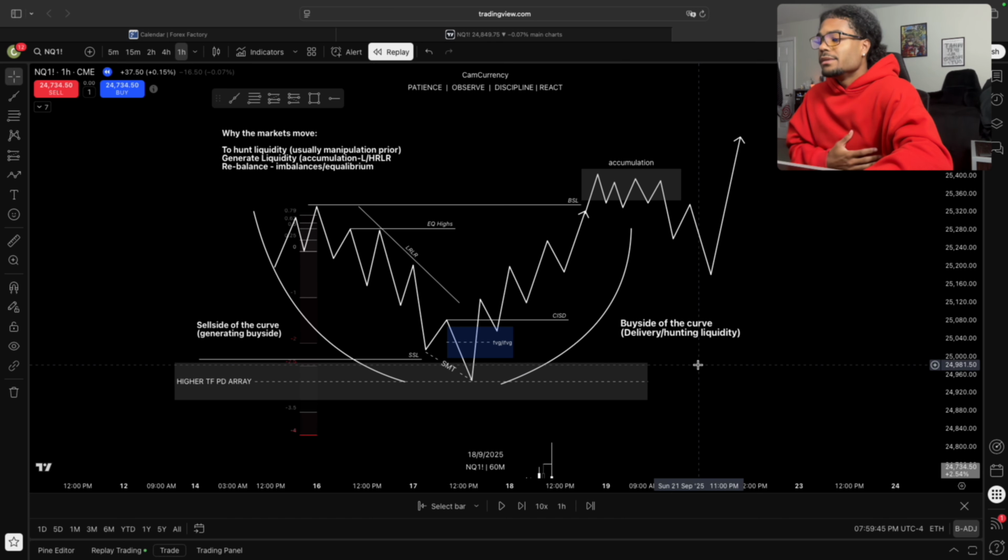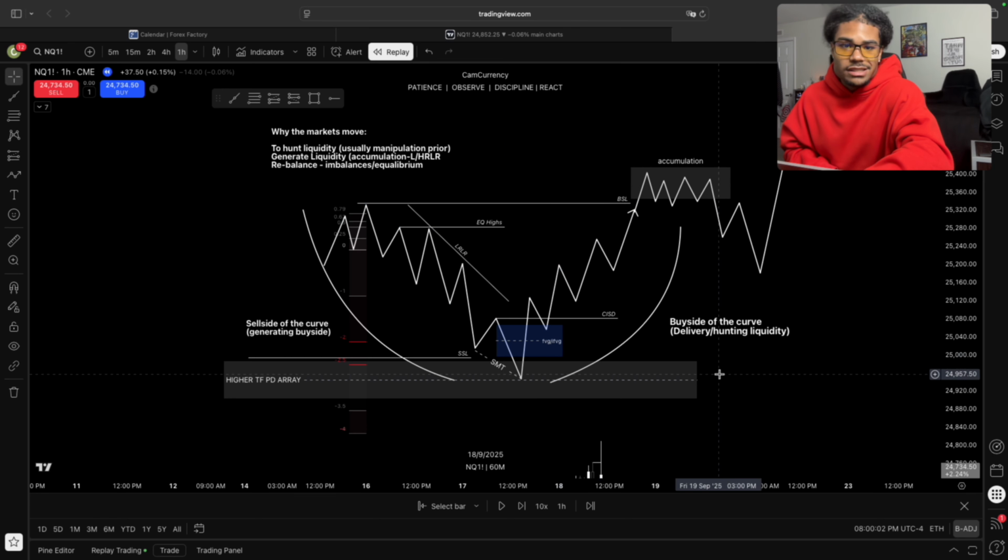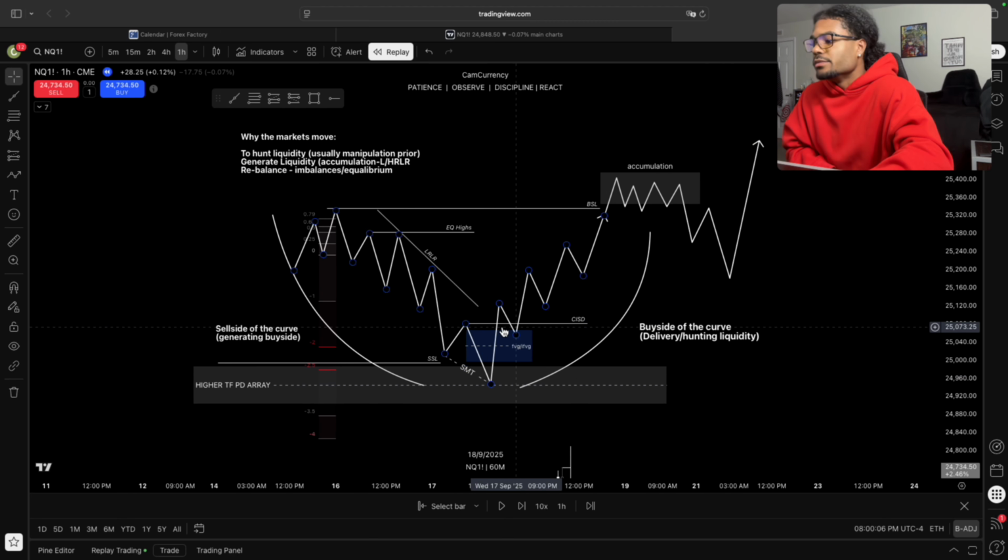Often for me, my entry model is usually an inversion fair value gap plus a change in the state. I like to see a fair value gap created as well, usually creating a BPR, which is known as a balanced price range, essentially where a bearish fair value gap is overlapping with a bullish fair value gap. I'll show y'all an example of everything I'm talking about in a second. So yes, essentially this would be your reversal.